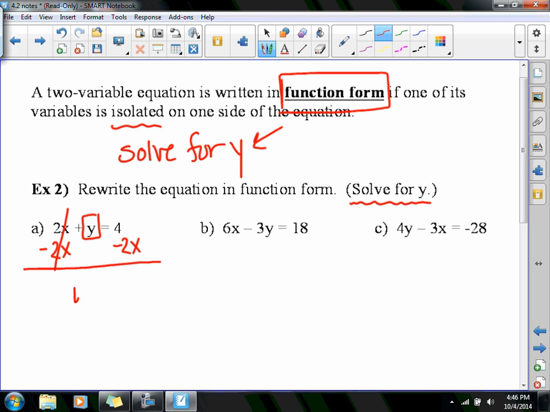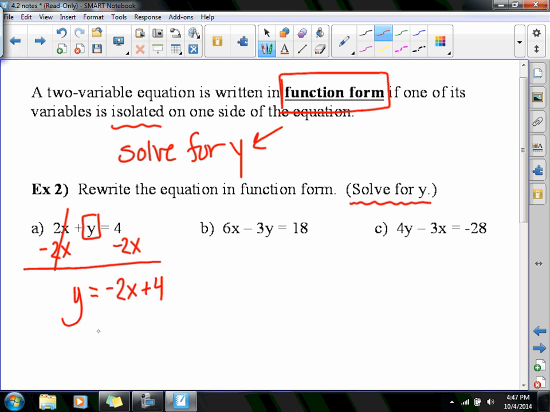So now the y will come down. And you can technically write this either way. You could write it 4 minus 2x, or you could write it negative 2x plus 4. I want you to write it negative 2x plus 4 because we want the x term to come first and then the numerical term. They're not like terms, so I can't combine them together.